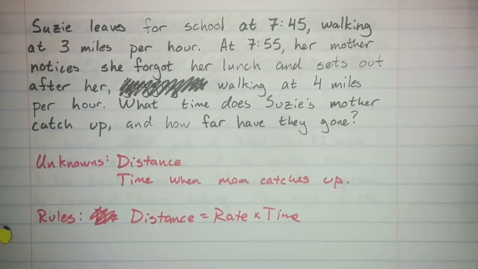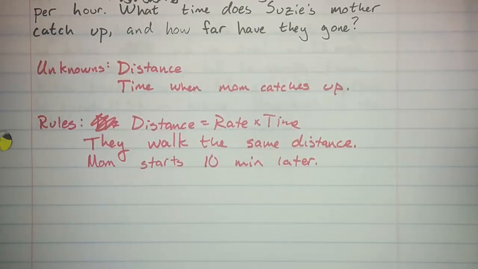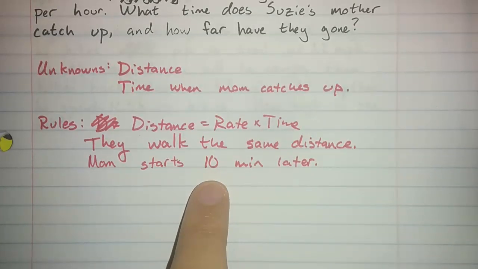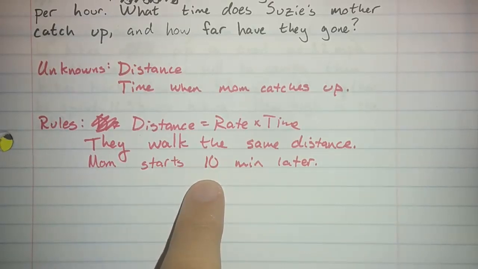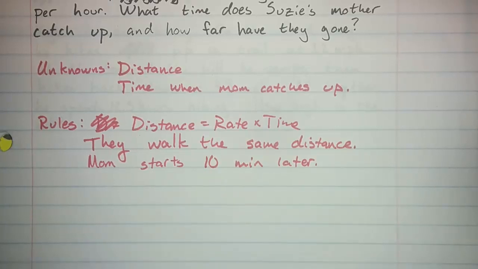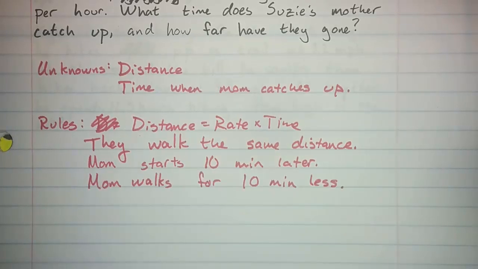What else? Well, we know that if Susie sets out and walks some distance, and then her mom sets out and catches up with her, they walk the same distance. Do they walk for the same amount of time? No, mom starts out later. Mom starts out 10 minutes later. Let's think about what that means. It's the same time for both of them when they catch up, so if mom starts out 10 minutes later, mom walks for 10 minutes less.